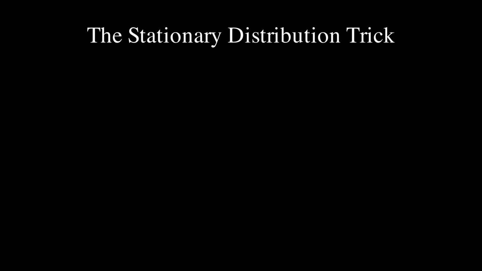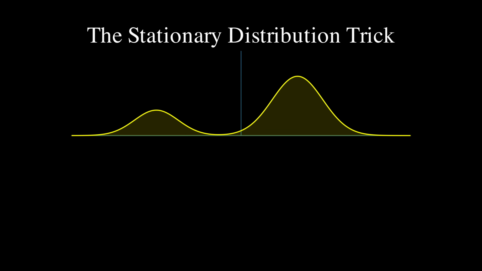Now, here's the brilliant trick that makes MCMC work, the stationary distribution. Imagine starting a Markov chain from any random point, anywhere on this landscape. Watch what happens as we run the chain. No matter where we started, the red, blue, or green chains, they all converge to spending time proportional to the height of our target distribution.